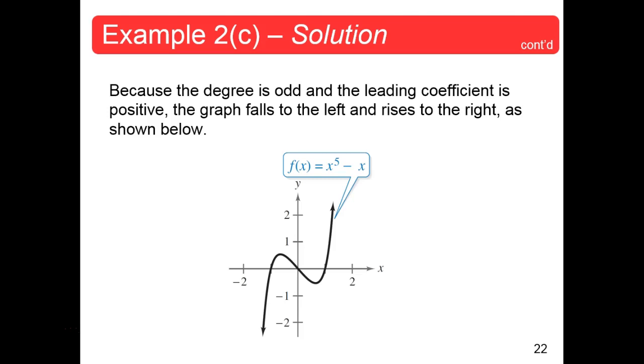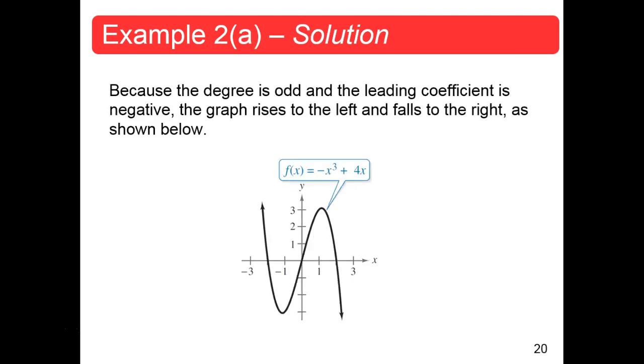What is it? You only have three zeros, but your degree is five. But the principle still holds. The degree determines the maximum number of zeros you can have. It may have fewer, but it can't have any more. Okay? So that's something else that leading term tells you. The degree tells you the maximum number of zeros you can have. Now let's go back again.